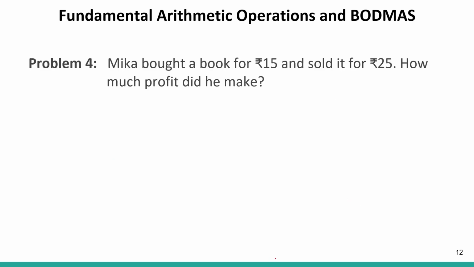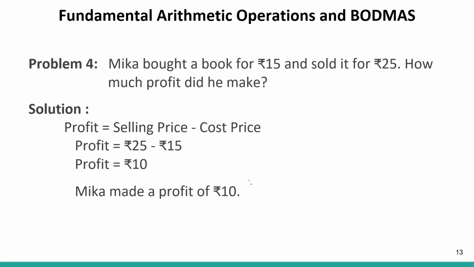Okay, so let's see problem number 4. What it asks is, Mika bought a book for 15 rupees and sold it for 25 rupees. Then how much profit did he make? The cost price is equal to 15. Selling price is equal to 25. So 25 minus 15 is equal to 10 profit. Profit is 10 rupees. Okay, Mika made a profit of 10 rupees.